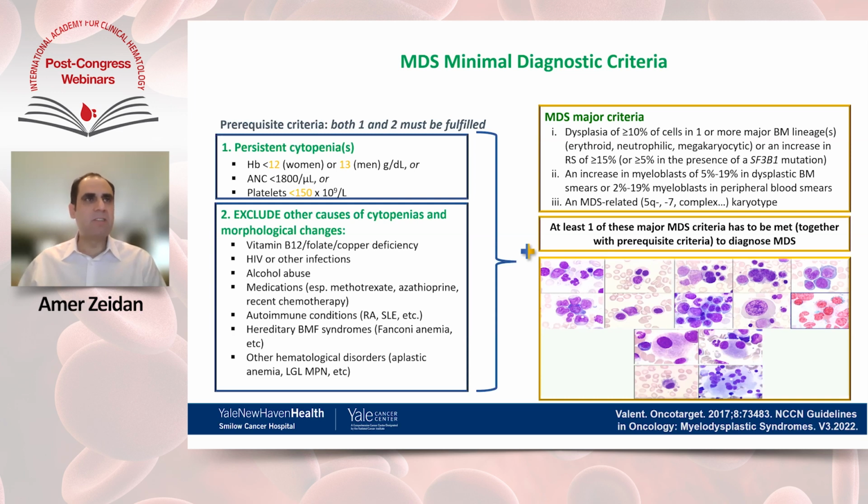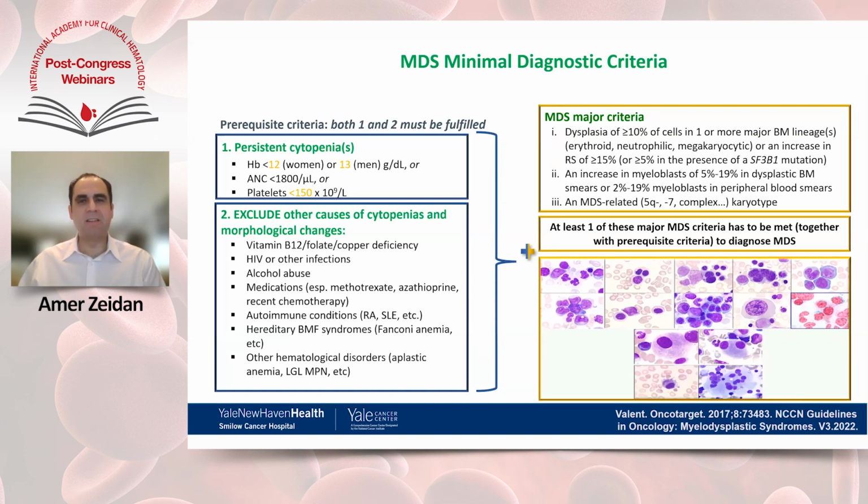I think one important change is, as you can see, for the persistent cytopenias, the cutoffs actually were made a little bit less restrictive, meaning that hemoglobin is now less than 12 for women and less than 13 for men. And it used to be less than 10. And for platelets, it's less than 150. And it used to be less than 100. The ANC remained at 1800. So you have to have at least one of those three lines.